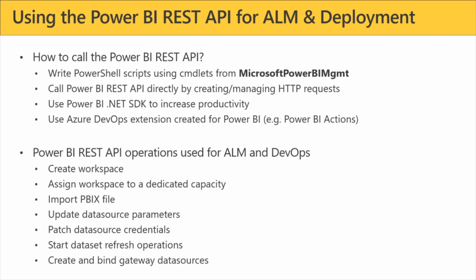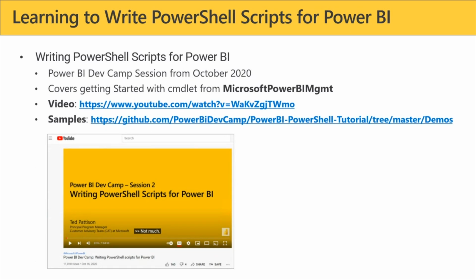And what are the types of operations? When we write code to automate ALM for Power BI, quite often I need to create a workspace, assign a workspace to a dedicated capacity, import a PBIX file, update data source parameters or connection strings, patch credentials, start refresh operations. Now, I'm not going to cover those here, but instead I'm going to point to a couple sessions.